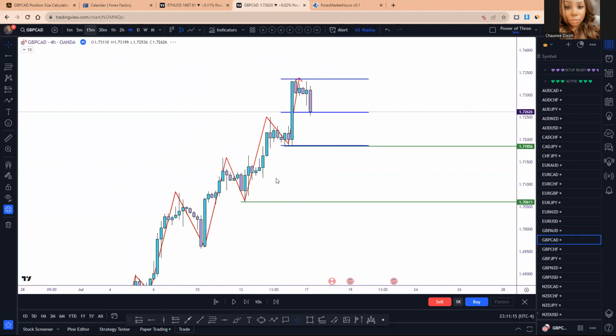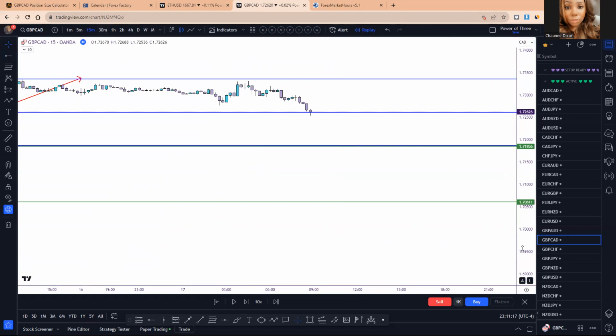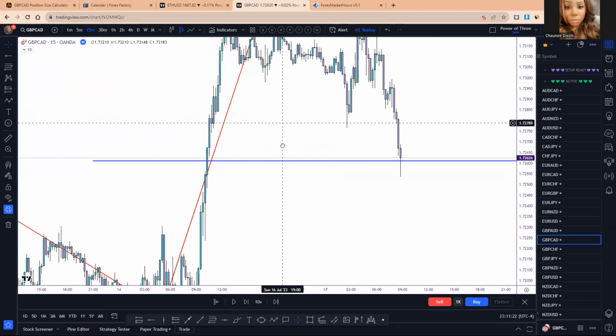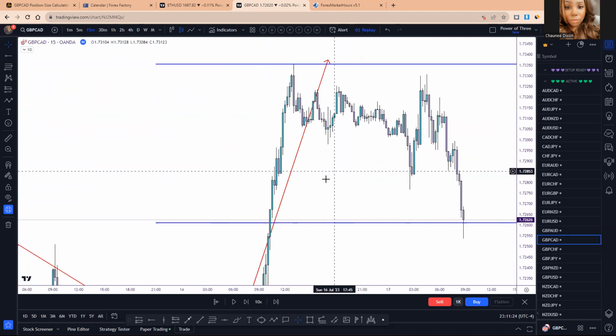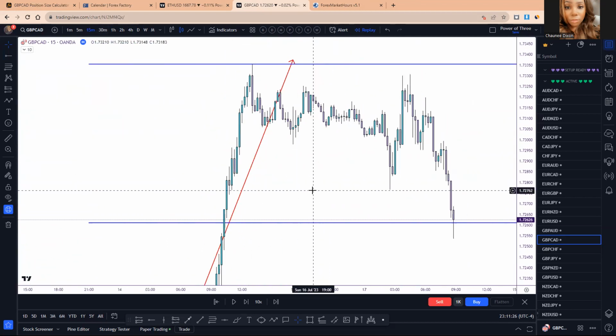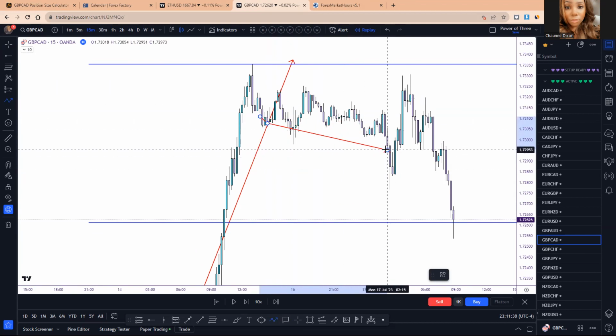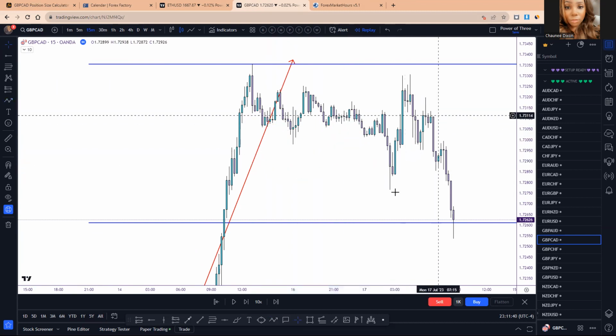Okay, so let's go down to the 15. All right, let's see. Do we see where the change of character was? Where's a good one? So all it really did was range from here. All this is ranging. Okay, it's not really pretty.